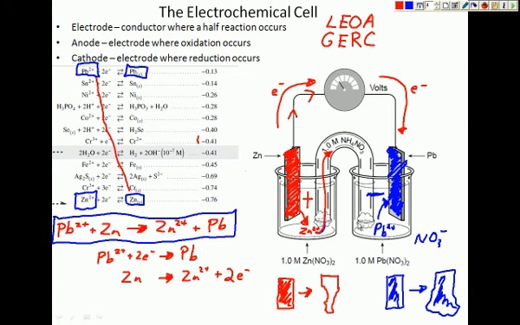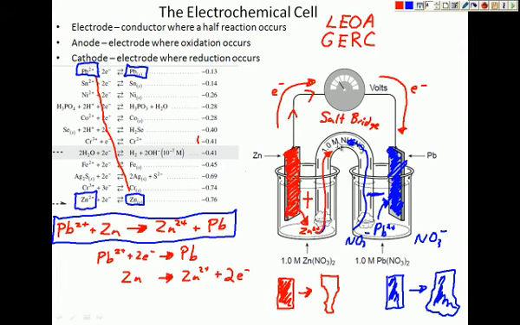The NO3- that's in this solution is negative, and it's attracted to and wants to move towards this positive solution. So on top of the flow of electrons that are moving through the wire, there's a flow of ions that are moving through this tube. This tube is called the salt bridge.